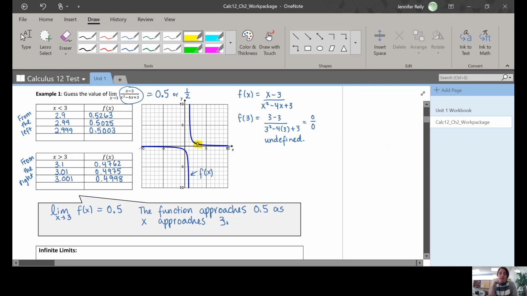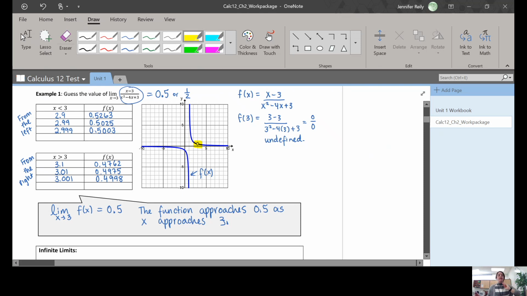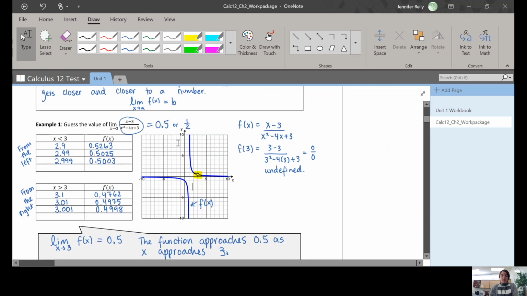So if you've done pre-calc 12, you'll know that hole means it's undefined at that point, but the limit tells us a little bit more. It basically tells you where the hole is. I'm saying the function from both sides is approaching 0.5, but at 3, not necessarily defined. Sometimes the limit value is equal to the function value at that point. In this case, that's not the case. Okay, so that's a case where the limit is equal to an actual number.